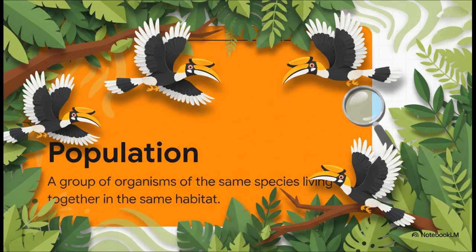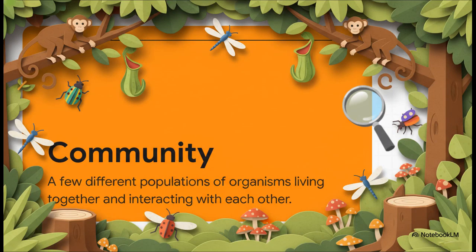When you get a whole bunch of those hornbills, all from the same species, mind you, living together in the same forest, you've got yourself a population. It's not just one lonely bird. It's a whole group living in their home, their habitat. Now this is where it gets really interesting. A forest isn't just full of hornbills, right? No way. You've got populations of monkeys swinging around, pitcher plants, tons of insects. When all these different populations live together and interact with one another, we call that a community.